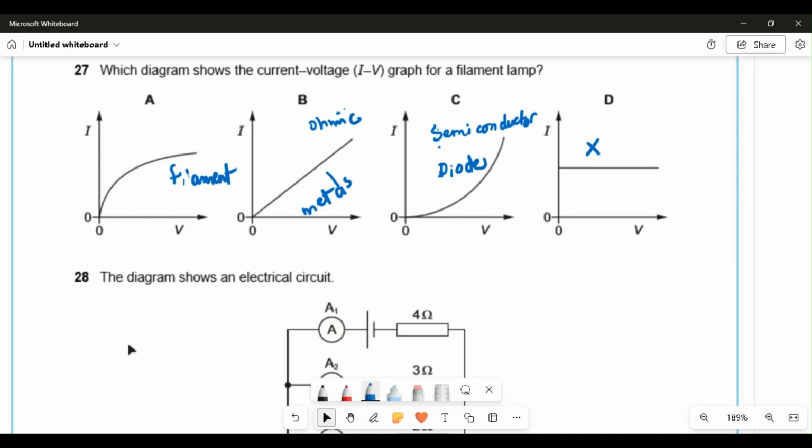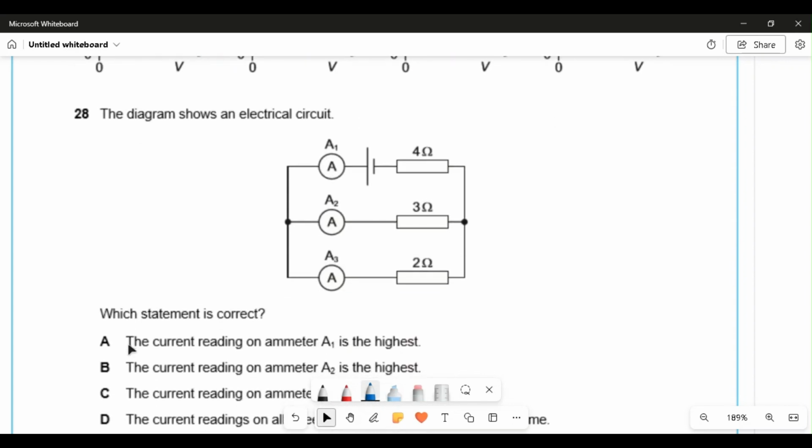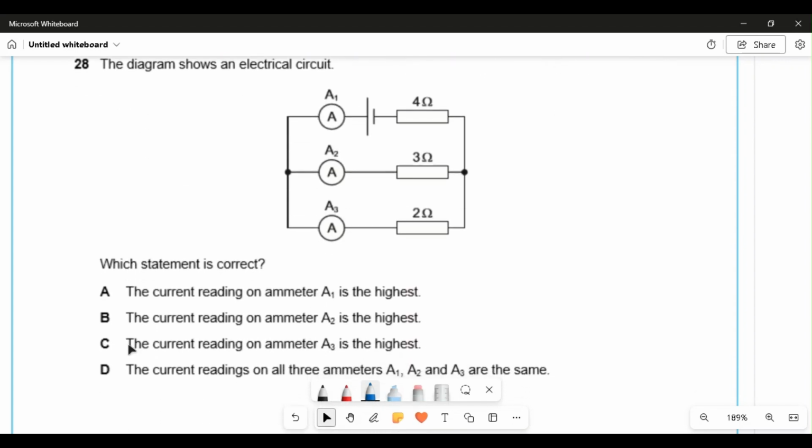Moving to question number 28, the diagram shows an electric circuit in which we can see there are three ammeters, three resistances of different values, 2 ohm, 3 ohm, and 4 ohm, with a battery that has some potential. So here is the positive potential, and here you can see the negative potential.